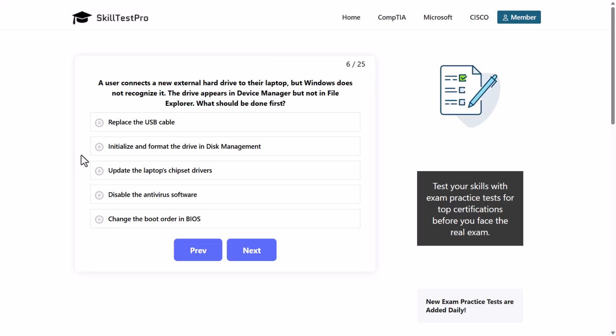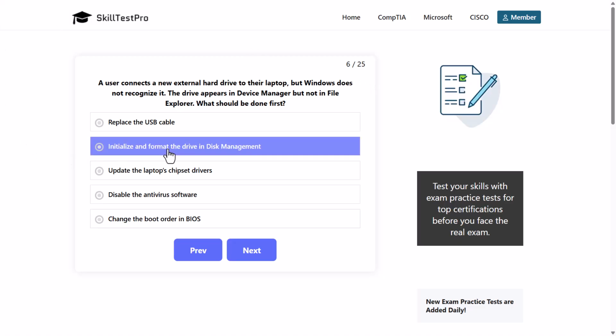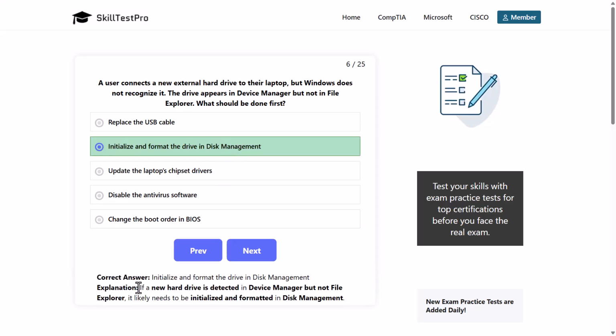And the correct answer is to initialize and format the drive in Disk Management, as if a new hard drive is detected in Device Manager but not File Explorer, it likely needs to be initialized and formatted in Disk Management.